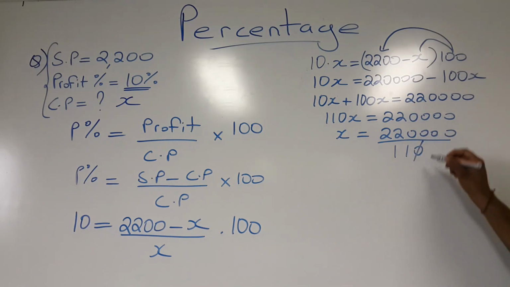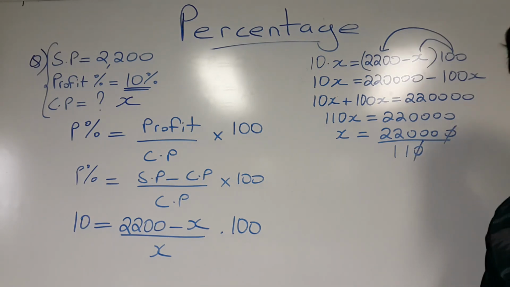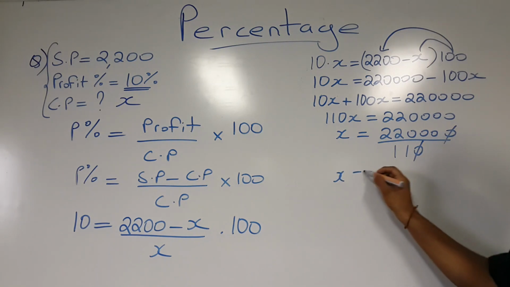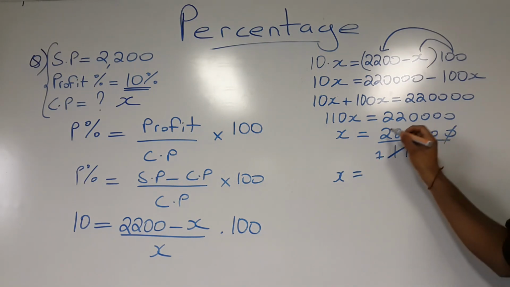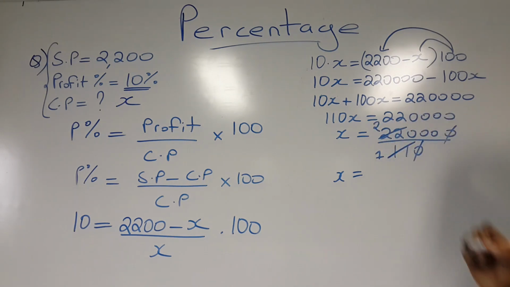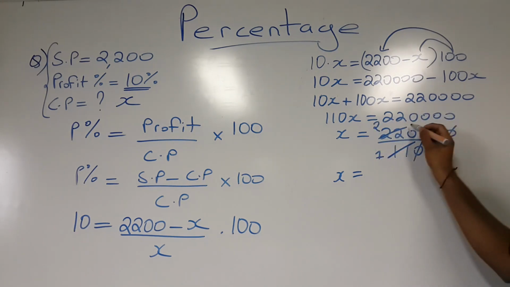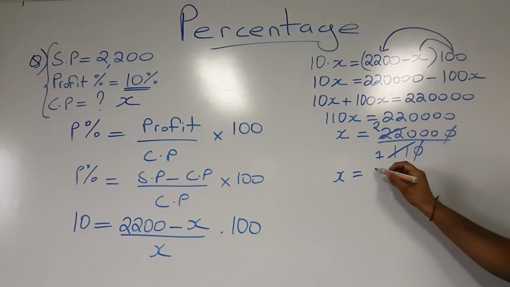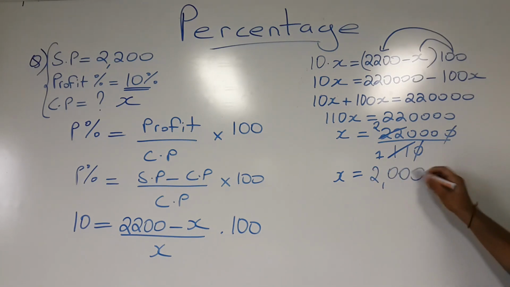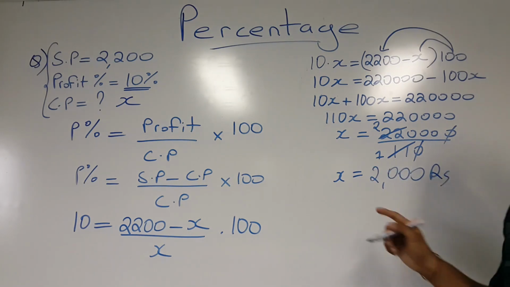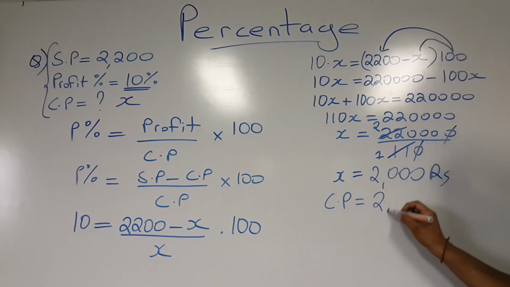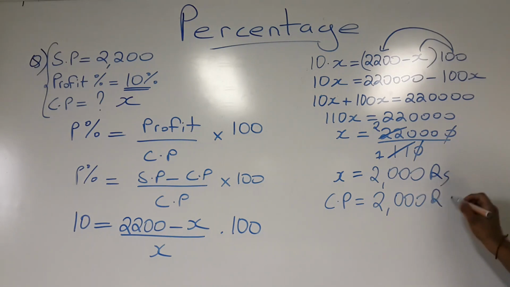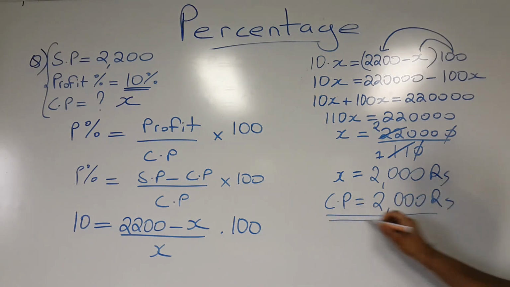Now immediately this 0 and this 0 can be simplified. The 11 can be simplified to 1, and 22 can be simplified to 2. And we have 3 more zeros carrying on after it, so the value of X is 2,000 rupees. So in other words, we can say that the cost price is equal to 2,000 rupees, and this will be our answer.